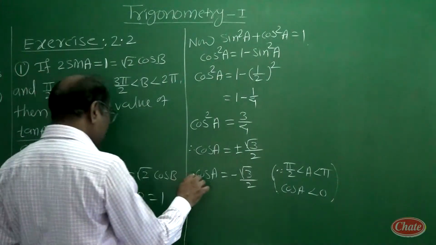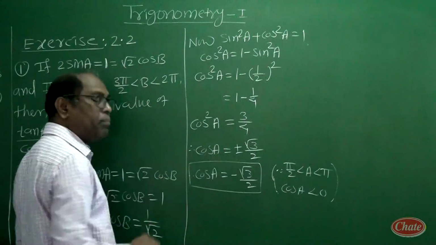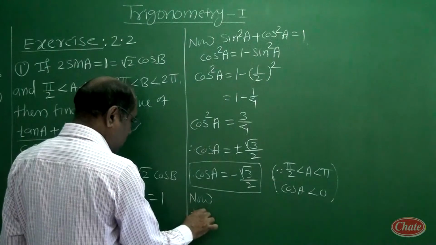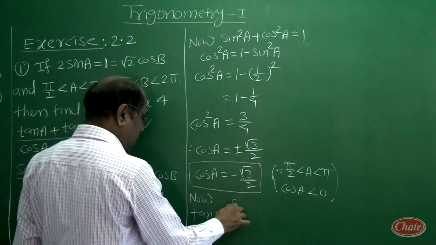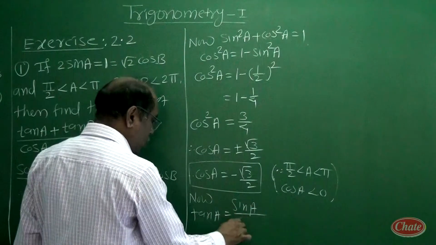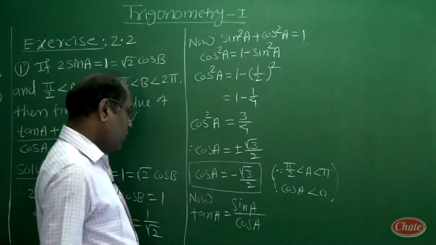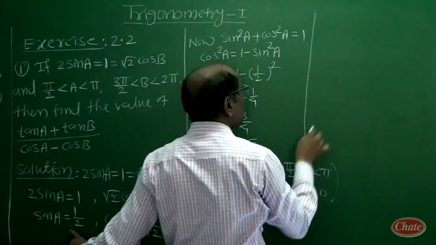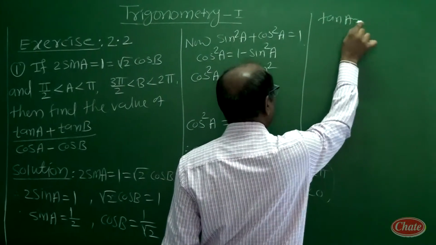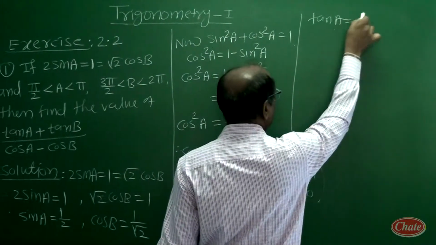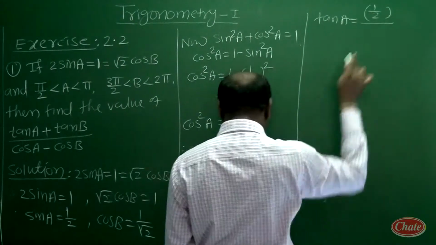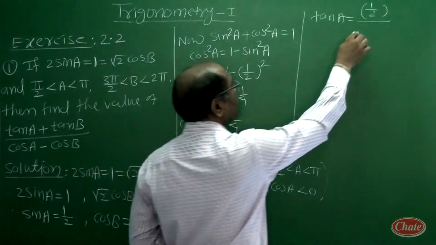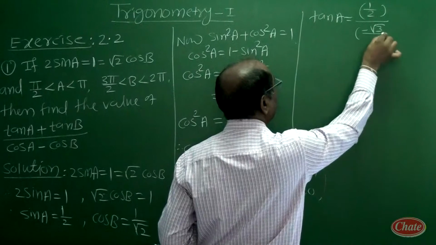Okay, now that is the value of cos A. Now to find the value of tan A. Tan A is equal to sin A upon cos A. What is the value of sin A? That is 1 by 2. So tan A is equal to 1 by 2 upon the value of cos A, which is minus root 3 upon 2.